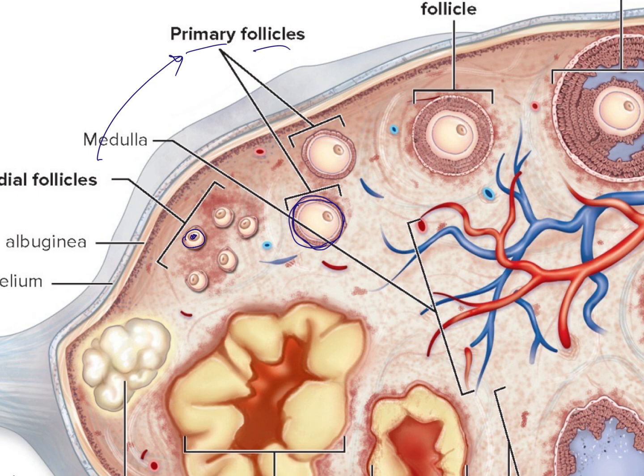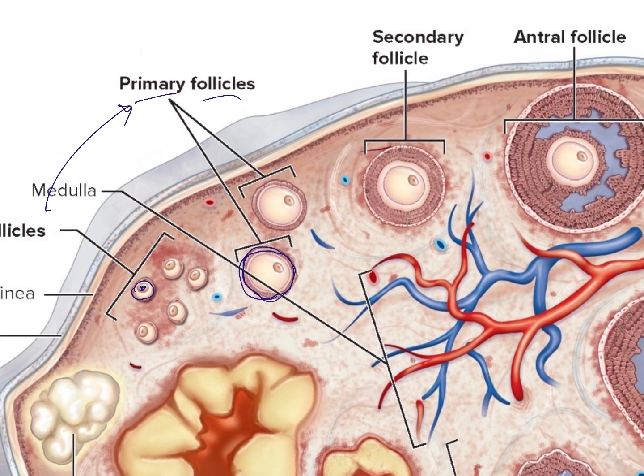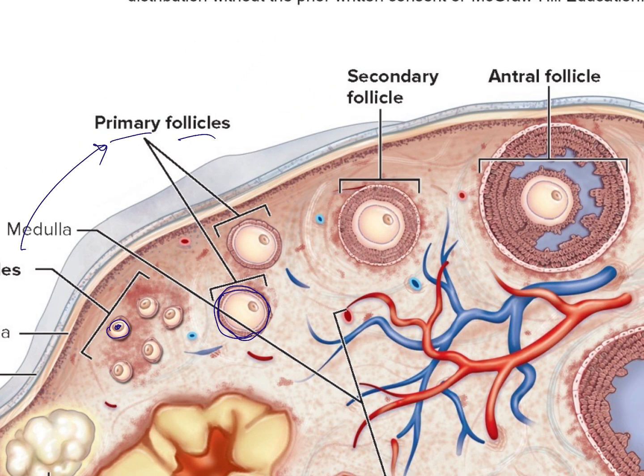As the follicle continues to be exposed to FSH, it continues to develop from primary to secondary follicles. And the defining characteristic of a secondary follicle is multiple layers of cells that surround the oocyte.